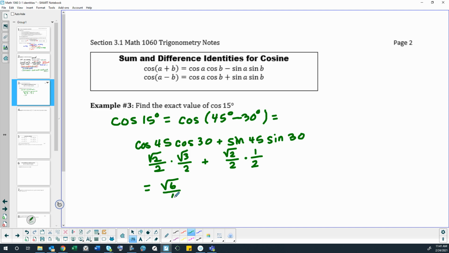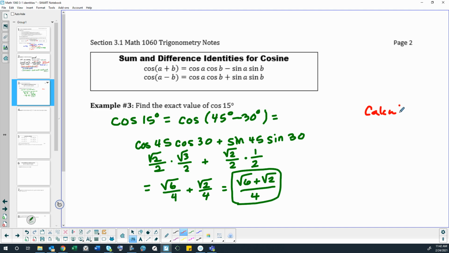We get the square root of 6 over 4 and the square root of 2 over 4, which adds up to the square root of 6 plus the square root of 2, all divided by 4. Kind of an ugly answer, but there's an exact value for the cosine of 15 degrees. Just for fun, you could throw that in a calculator. Let's see, the cosine of 15 degrees is, just for fun, calculator here.